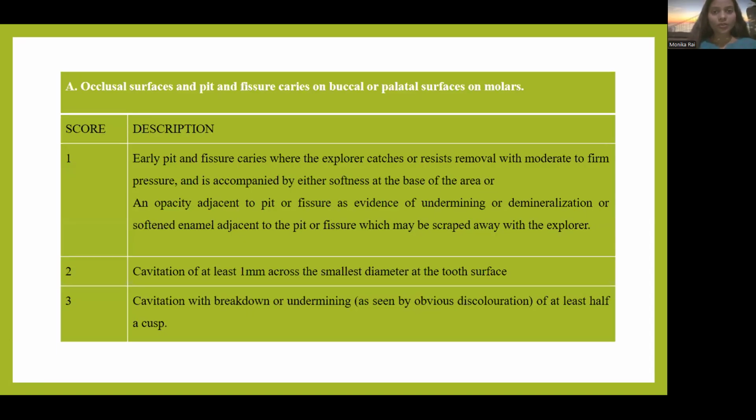Now this is the scoring. First we have occlusal surface and pit and fissure caries, and caries on buccal or palatal surface on molars. So we have score 1, which says early pit and fissure caries when the explorer catches.